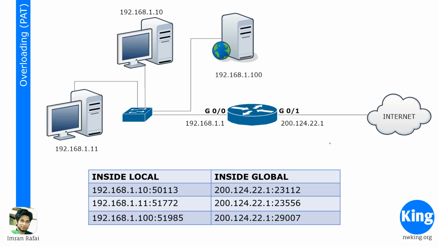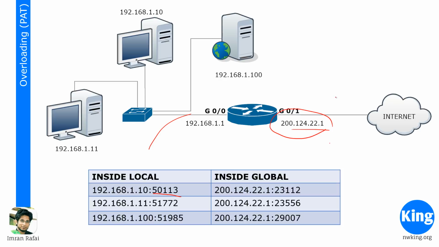So what happens in this case is you have one public IP address, 200.124.22.1, and you could have hundreds, maybe 100 internal hosts, and all of these hosts would access the internet with this one public IP address, 200.124.22.1. What changes is the port number. If you remember in our discussion of the transport layer, it had port numbers, right? There is a source port number which is a random number.